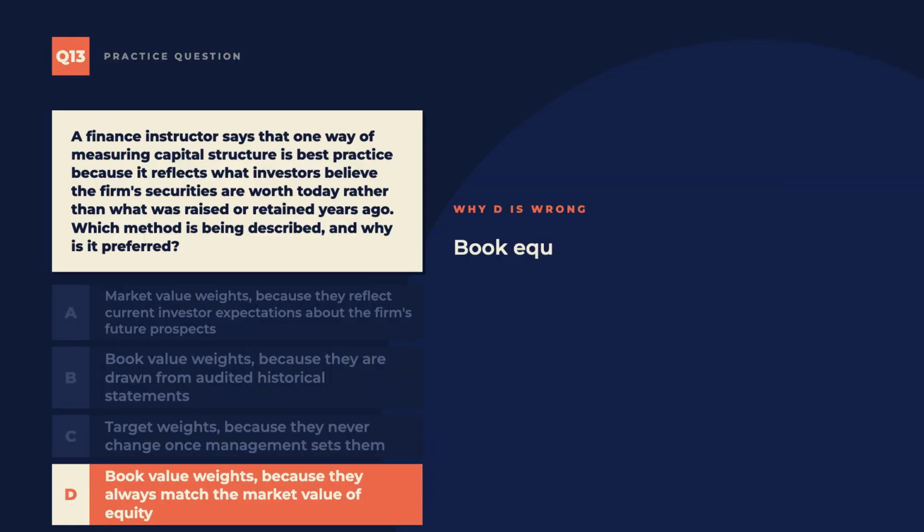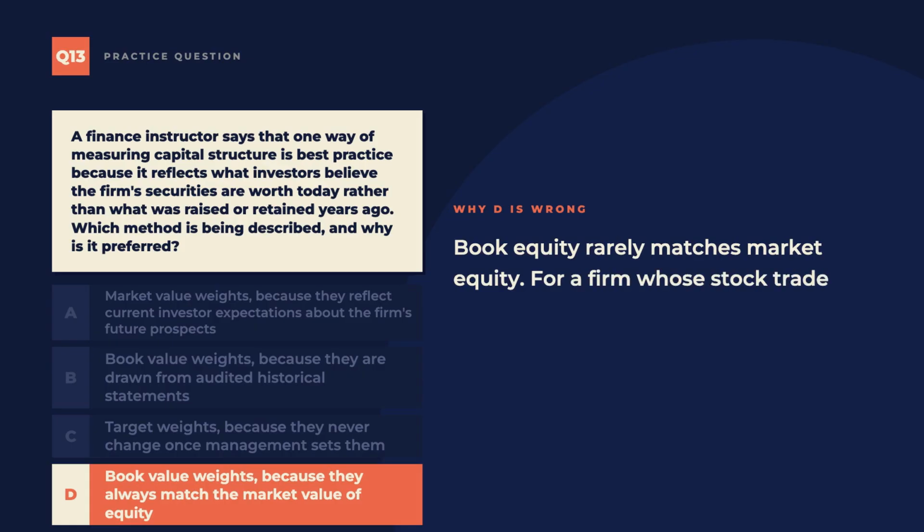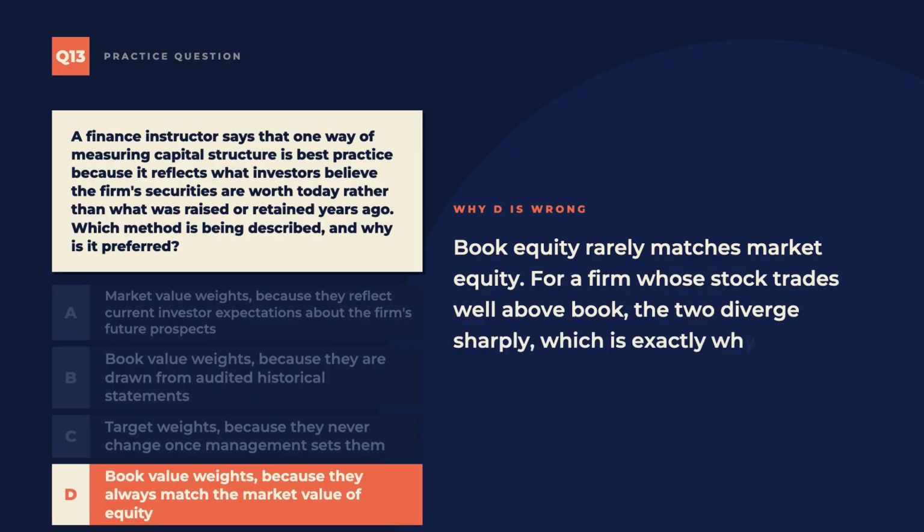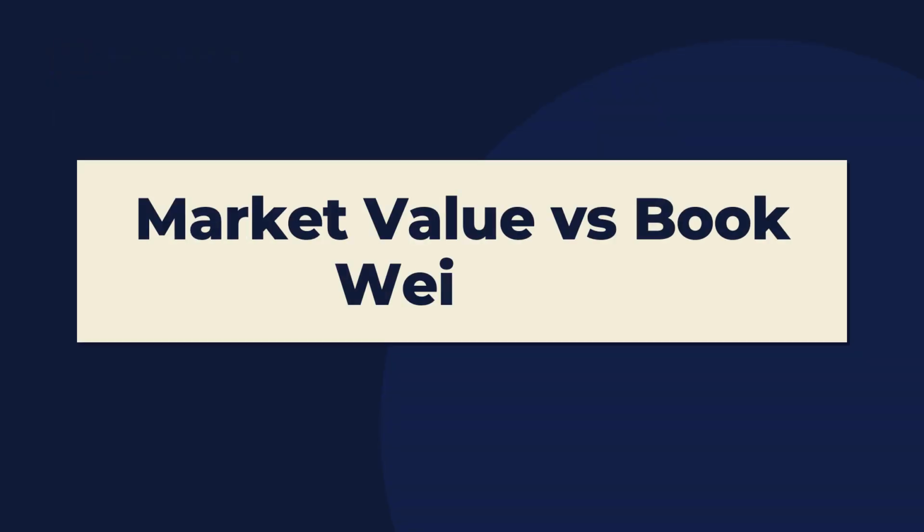D is wrong because book equity rarely matches market equity. For a firm whose stock trades well above book, the two diverge sharply, which is exactly why book weights can mislead. Market value weights answer the question that actually matters for financing decisions.